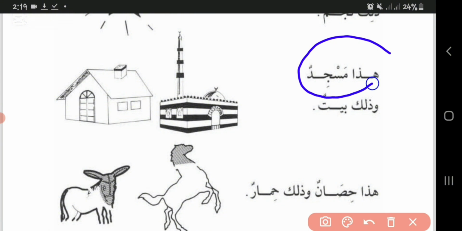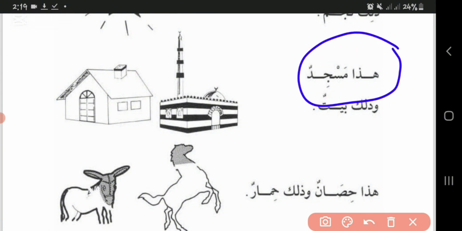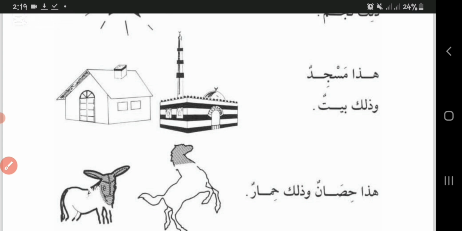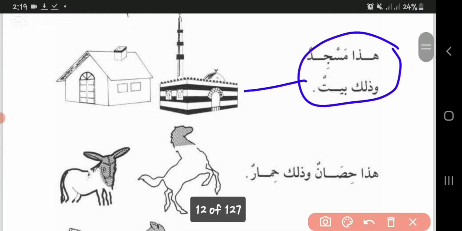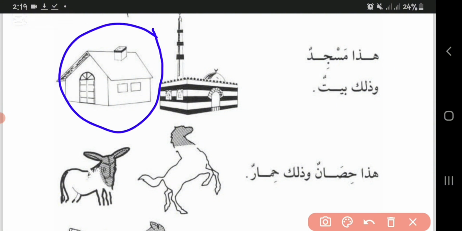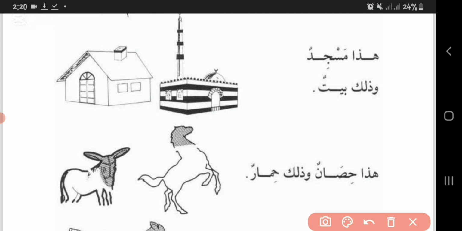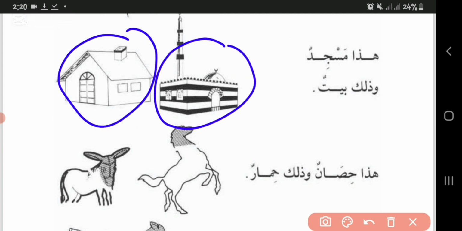Now, moving ahead, we have another thing here. هذا مسجد, meaning this is a masjid, or this is a mosque, pointing to this one which is nearer than the other. While the other one, which is far, we have it here. This picture is for a house, which is far when compared with the masjid. When compared with this mosque, you can see that this is farther than the other.